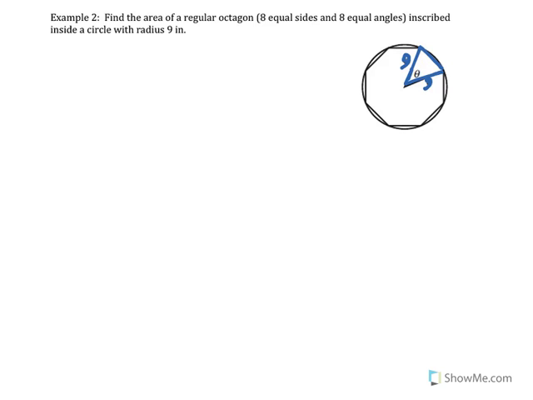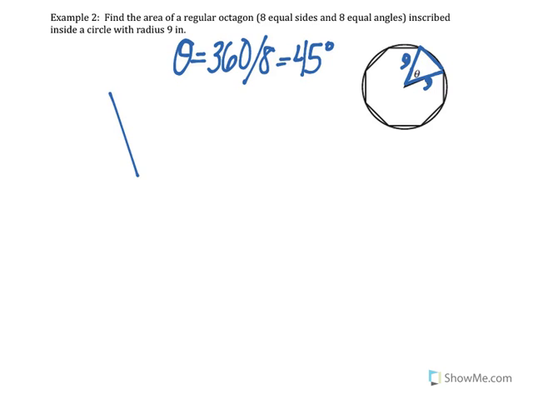But that also means that if we're making 8 equal triangles, there are 360 degrees in a circle, divided by 8, which tells me each one of those inside angles is going to be 45 degrees. So what I actually end up getting is 8 identical SAS triangles. Because the radius is 9, the two sides are 9, and the angle in between is 45 degrees.